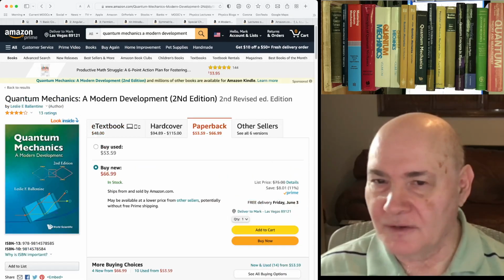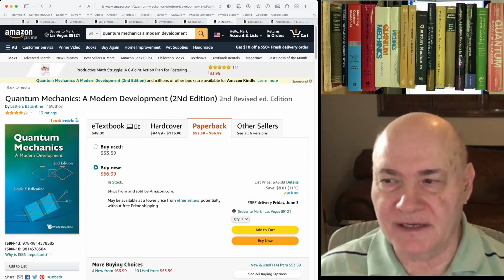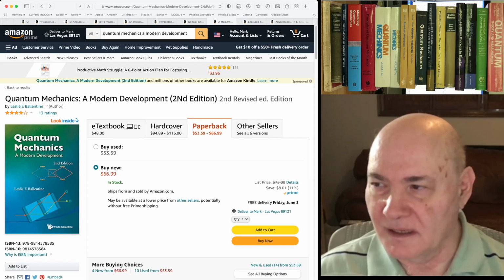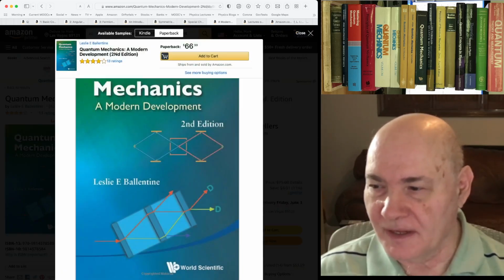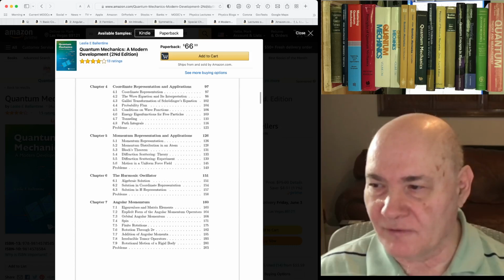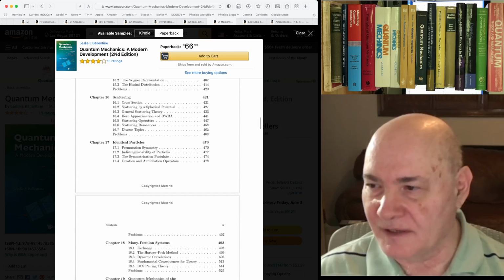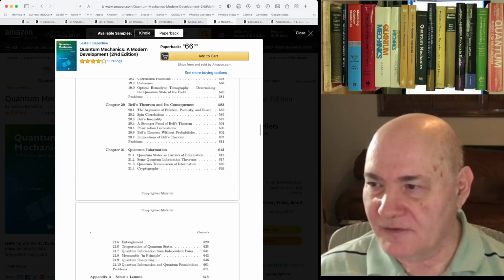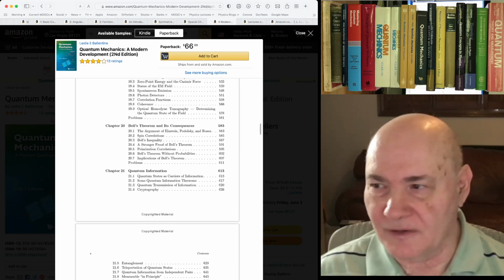Now, in terms of graduate level quantum mechanics books, this is my favorite one, Quantum Mechanics by Ballentine. Get the latest revised edition, the second revised edition. He added a whole new chapter of about 70 pages on quantum information. But it's a really excellent book. He has a whole chapter on Bell's theorem as well.